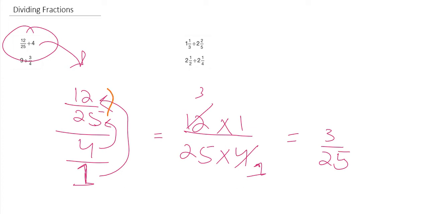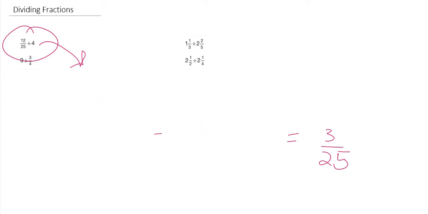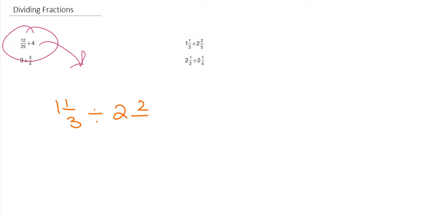Let's take some mixed numbers as well, mixed fractions as well. 1 and 1 by 3, divided by 2 and 2 by 5. Alright, so first of all, with mixed fractions, we have to convert them into improper fractions: 3 times 1 and then add up the 1.